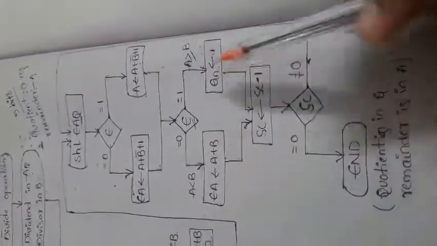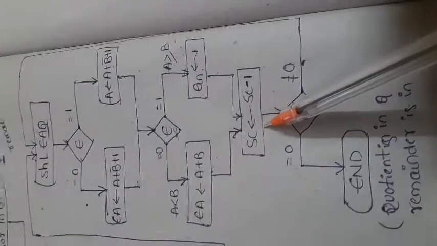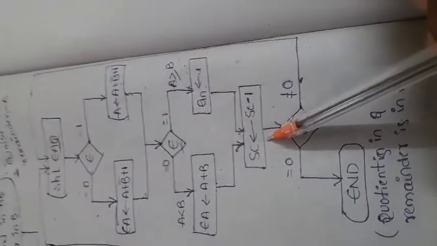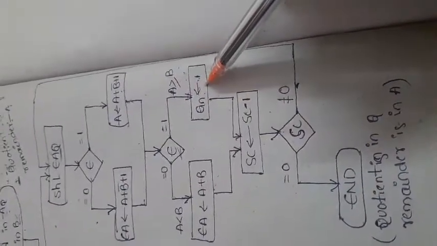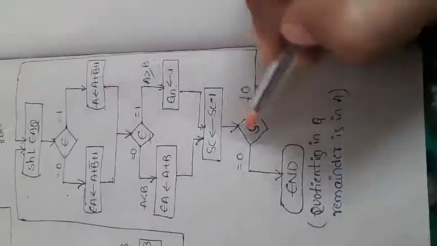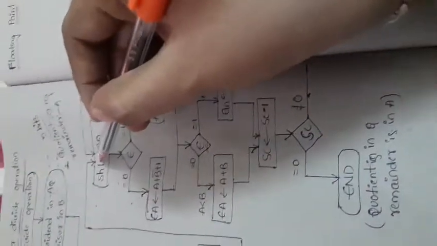After that, we automatically have to check the sequence counter. We decrement the sequence counter, because here the numbers will be decreased, the MSB bits will be reduced. So automatically the sequence counter will be decremented. After decrementing the sequence counter, we check whether it is 0 or not equal to 0. If it is not equal to 0, again we perform the shift left operation. Likewise we have to repeat the procedure.